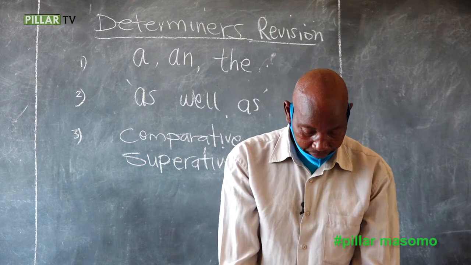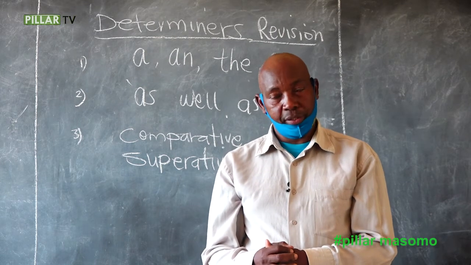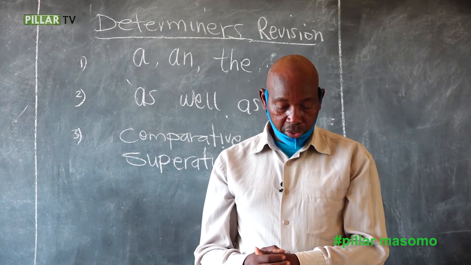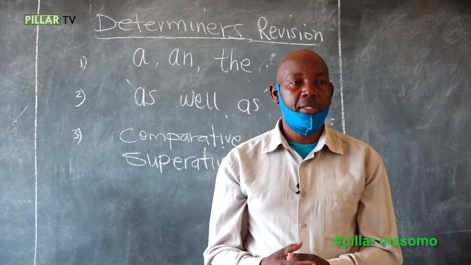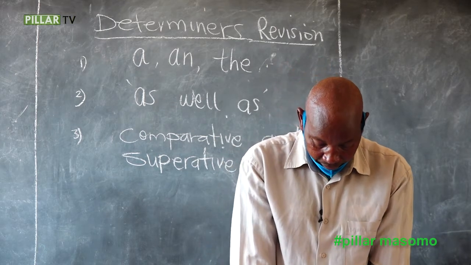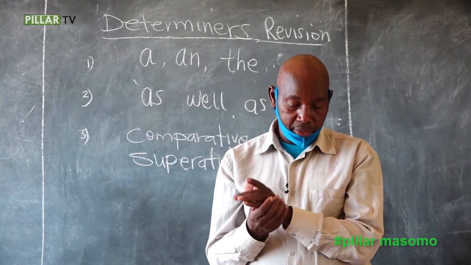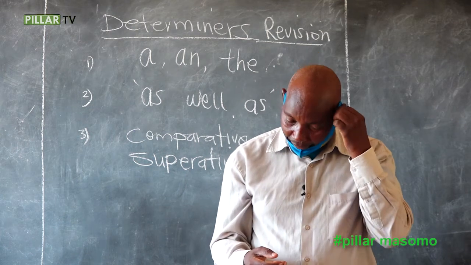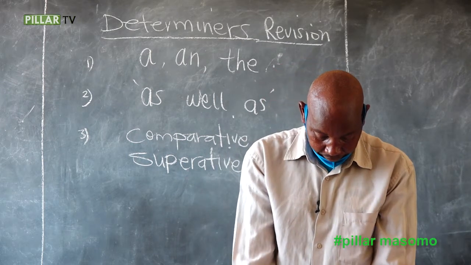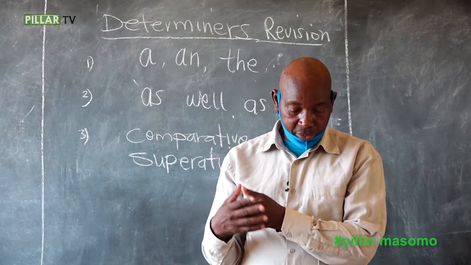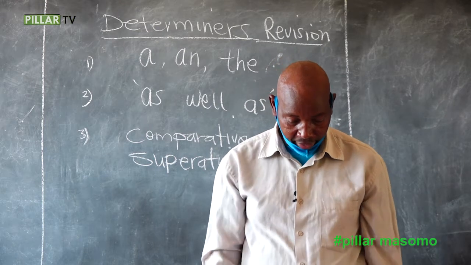Another sentence. The last one. Muthoni writes stories. She also writes newspaper reports. Who can do this for us? Anybody to do it for us? Yes, Mark. Good. Muthoni writes stories as well as newspaper reports. Fine.